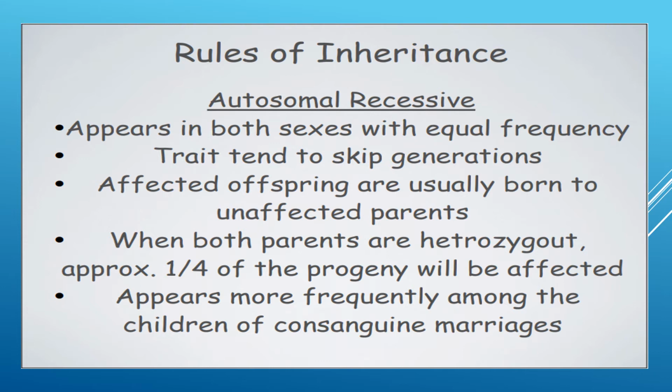And in recessive inheritance we can see skipping of generation. That means in one generation the parents are unaffected, but in the next generation the offspring are affected. The affected offspring are born to unaffected parents. That's why we call it skipping of generation. When both the parents are heterozygous, then one-fourth of the progeny, that is 25%, are affected. And this appears more frequently among children of consanguineous marriage.